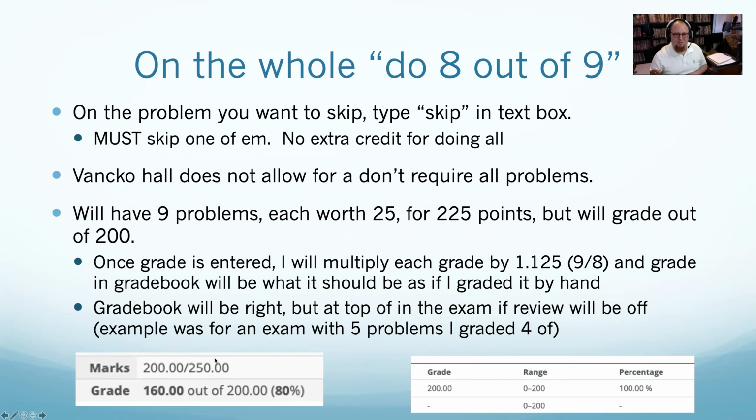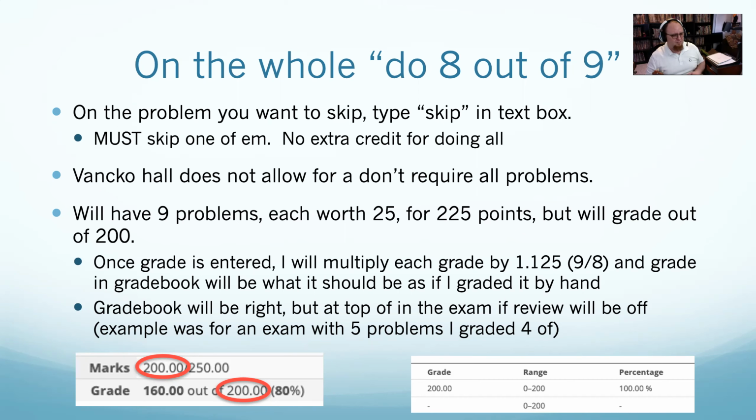This is a 250, should be 225. I should fix that. I figured out how to override that. And so the grade in the grade book will be out of 200, since each problem's worth 25 points. Vanco Hall in the actual exam, the grade it gives at the top, will not necessarily be your correct grade. The grade I give you in the grade book will be. Any questions about the final?